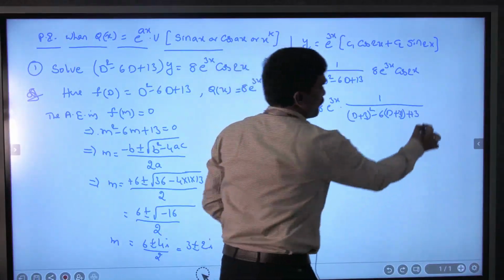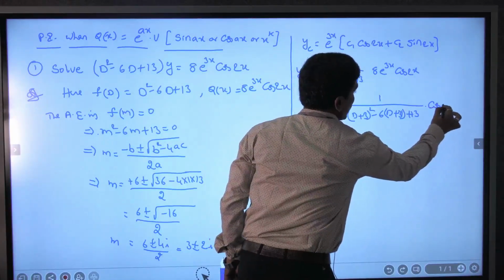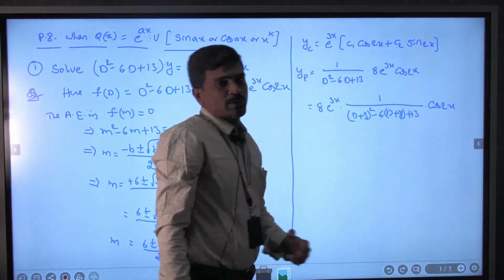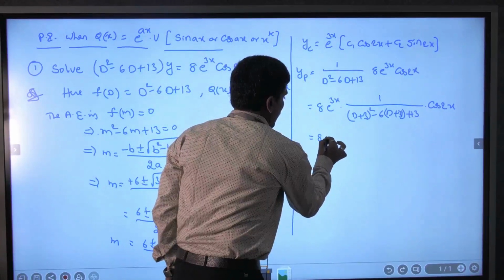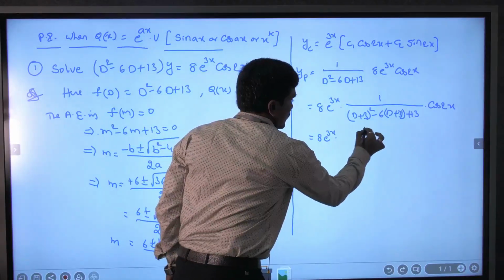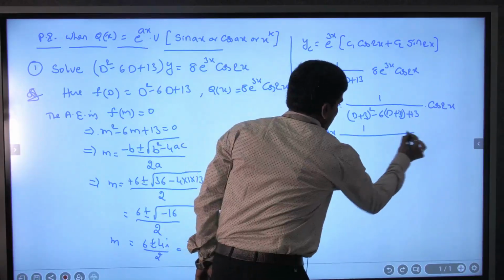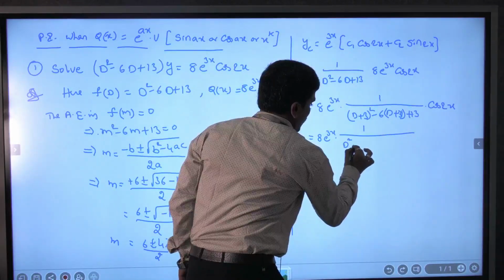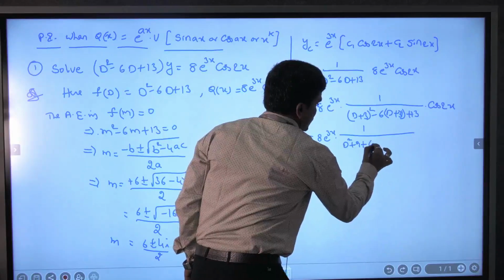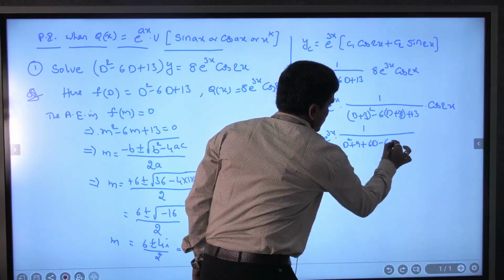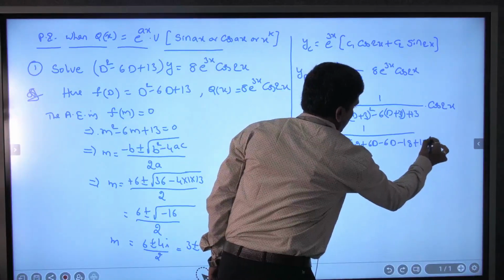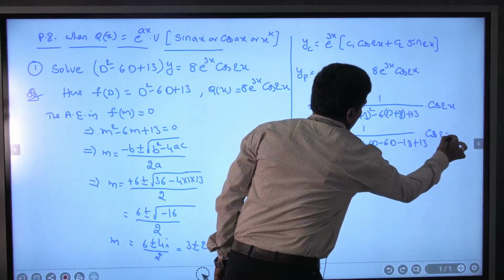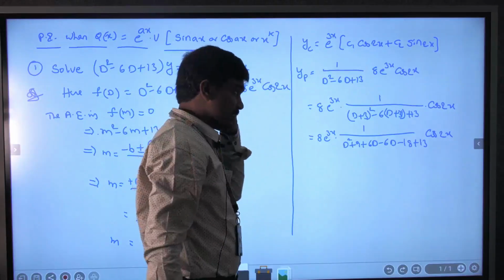Into v. What is v here? So v is cos 2x. Now simplify this. So here we get 8 e power 3x. Now this can be written as d square plus 9 plus 6d, minus 6d minus 18 plus 13, into cos 2x. After simplification we get this one.